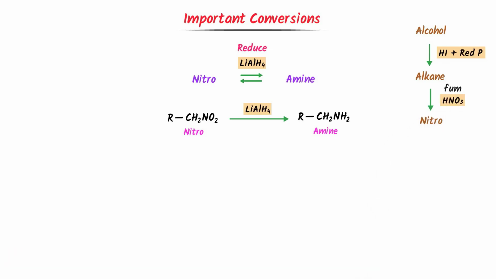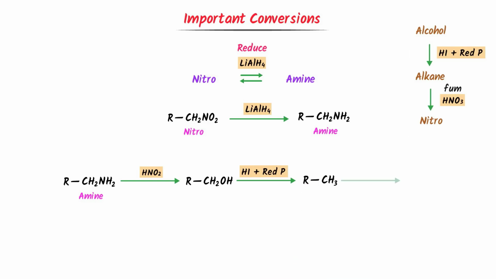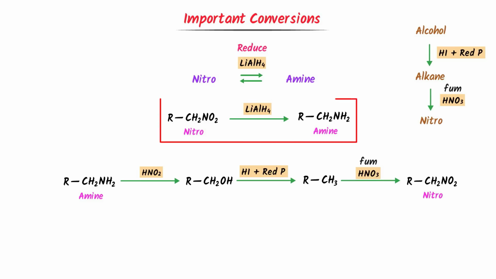For example, I take this amine. I add nitrous acid, HNO2, to it. I get this alcohol. Now according to these steps, I reduce alcohol by adding hydrogen iodide plus red phosphorus. I get alkane. I add fuming nitric acid to it. I get nitro.